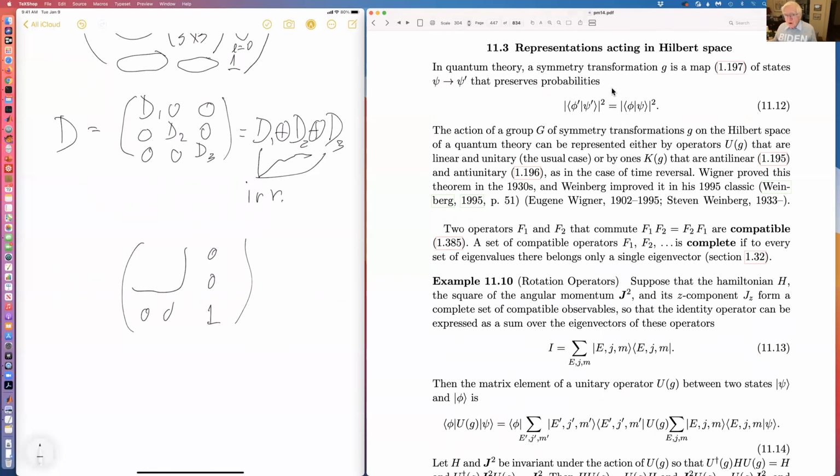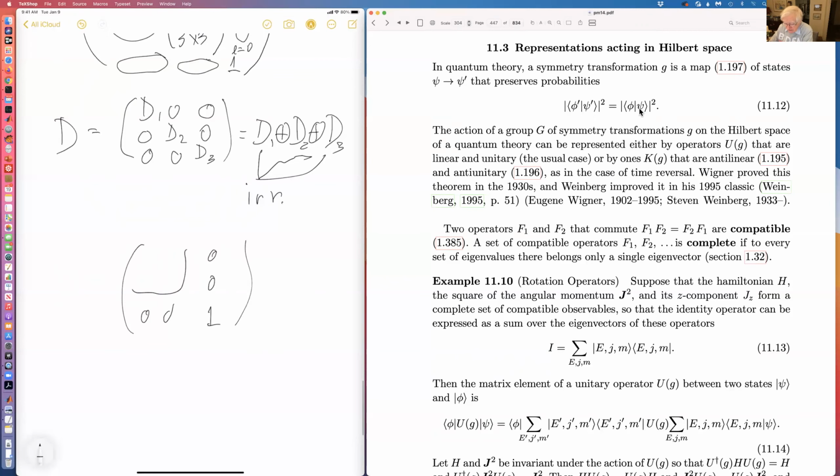So, in quantum mechanics, what we're interested in are transformations that act on states. And we say we have a symmetry if the probabilities are invariant. So a symmetry transformation G is a map from psi to psi prime that preserves probabilities. So we get the absolute value squared of the inner product of phi prime with psi prime is equal to the absolute value squared of the inner product of phi with psi. What I forgot to do here is say that phi goes to phi prime and psi goes to psi prime. That's really what I should have said in this sentence.